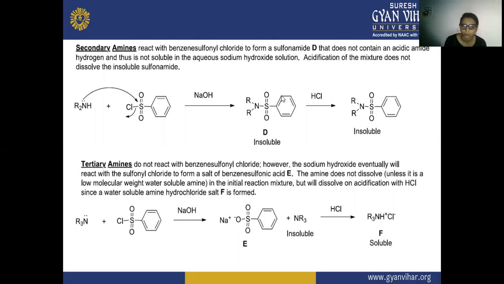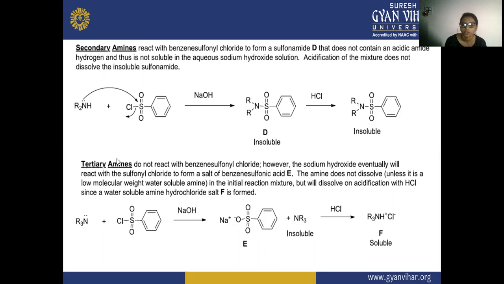The sulfonamide is formed, and it does not dissolve in this NaOH solution because it does not contain an acidic hydrogen attached to this nitrogen, and there is a formation of this insoluble precipitate. After that, these insoluble precipitates are reacted with this HCl. There is an acidification with this HCl, and the insoluble sulfonamide is formed.